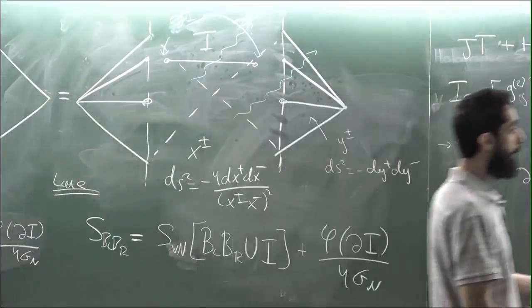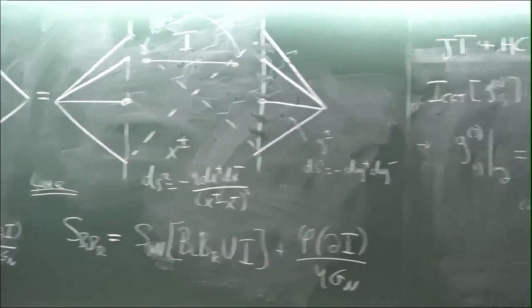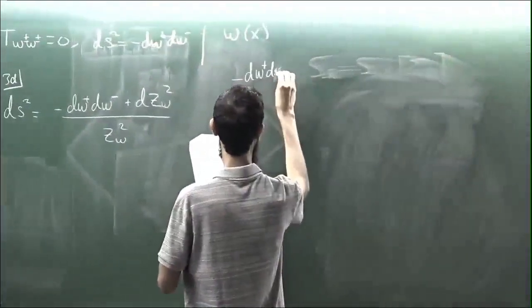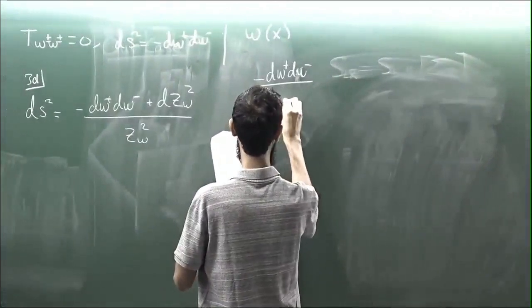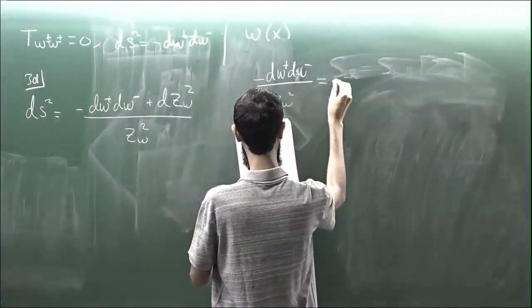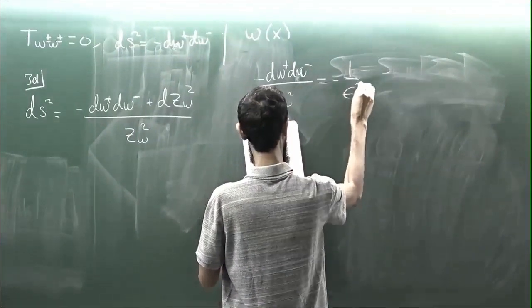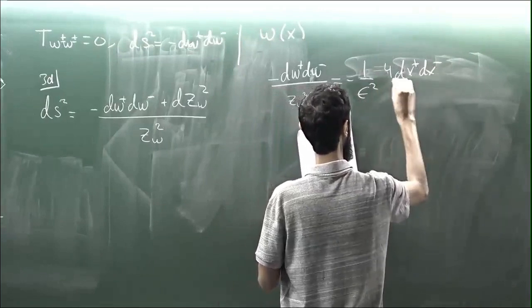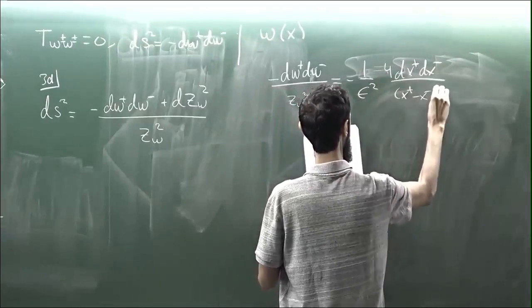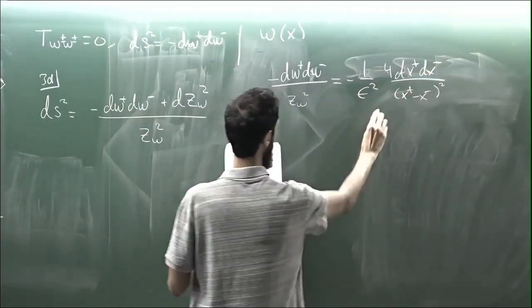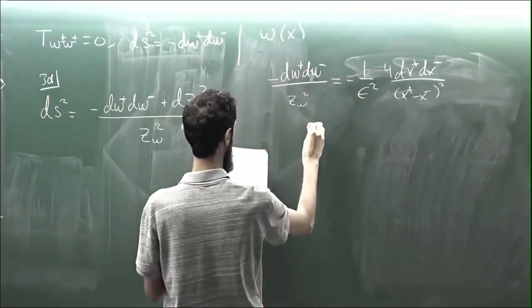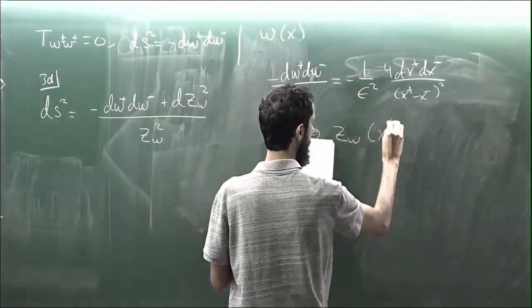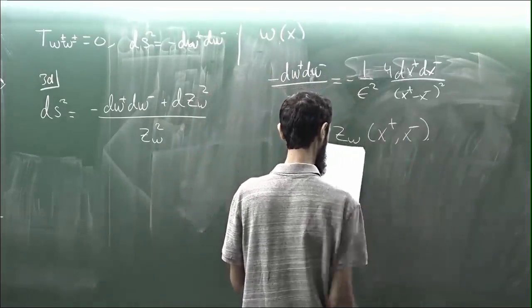Okay, so now the thing that we need to do is the following. The way we solve for the location of the cutoff surface is that we equate the metrics. Let me just finish writing this. When you write this, you use this coordinate transformation, and this gives you z_W as a function of x plus and x minus.